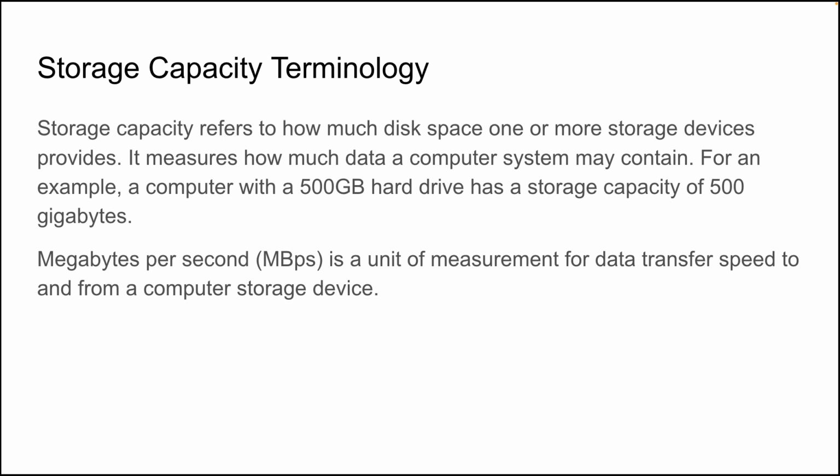Storage capacity terminology. So we're basically going over what we kind of went over earlier in the storage module. So storage capacity refers to how much disk space one or more storage devices provides. It measures how much data a computer system may contain. For example, a computer with a 500 gigabyte hard drive has a storage capacity of 500 gigabytes. Megabytes per second is a unit of measurement for data transfer speed to and from a computer storage device. So this is the rotation basically of the head and how many megabytes per second that computer can transfer and store and read and write.